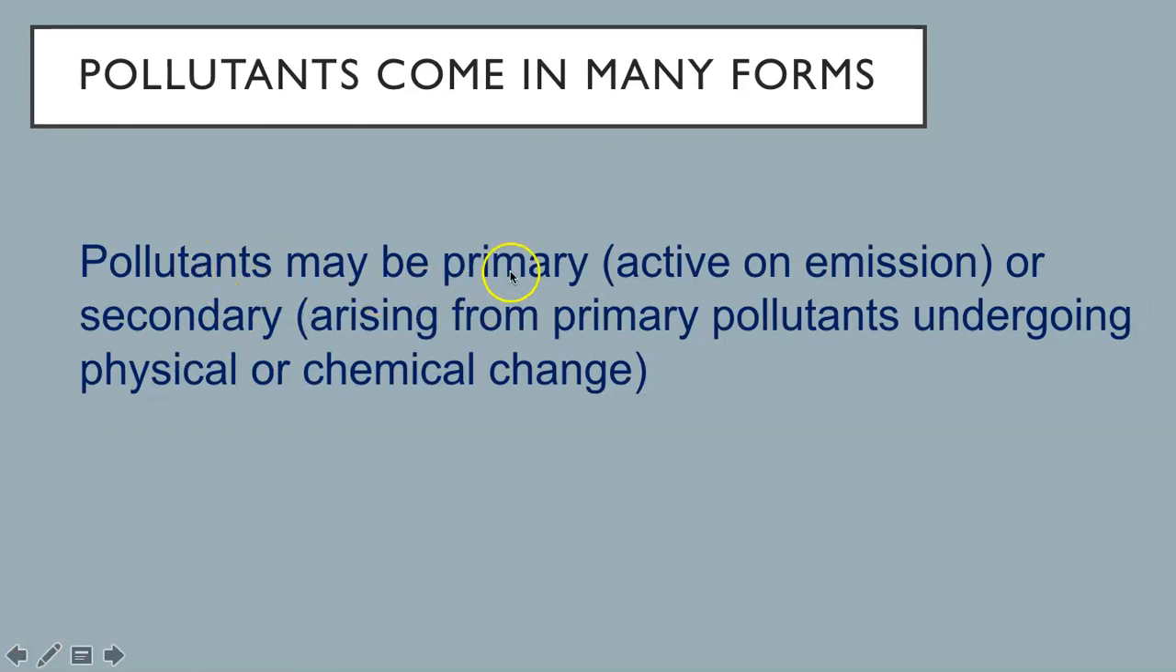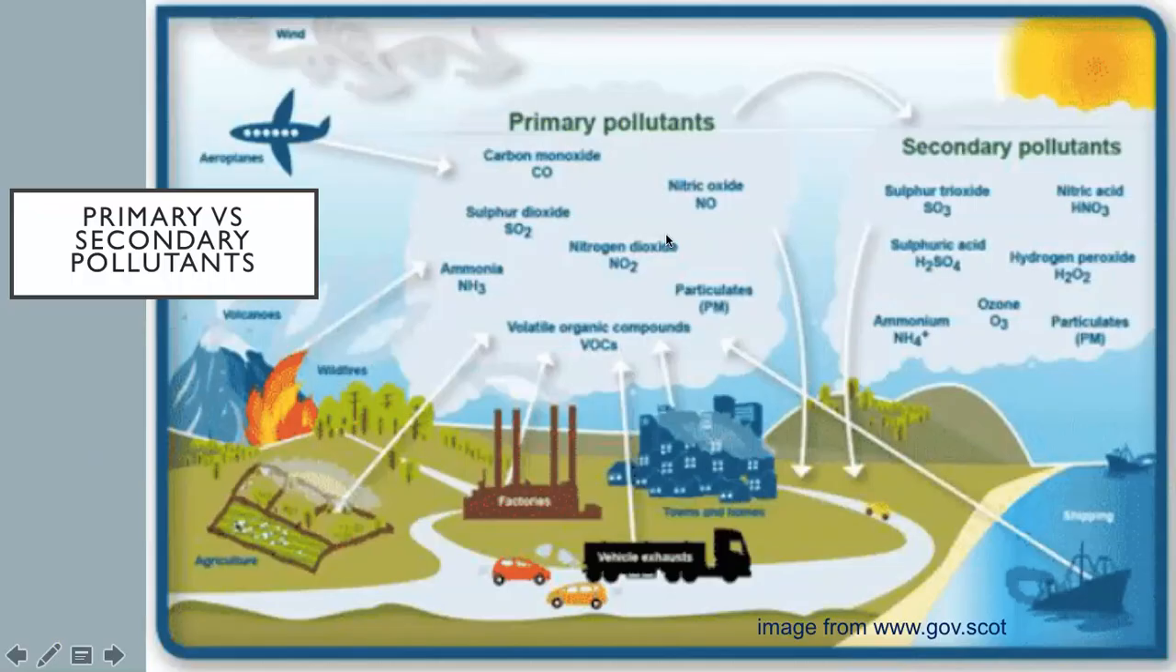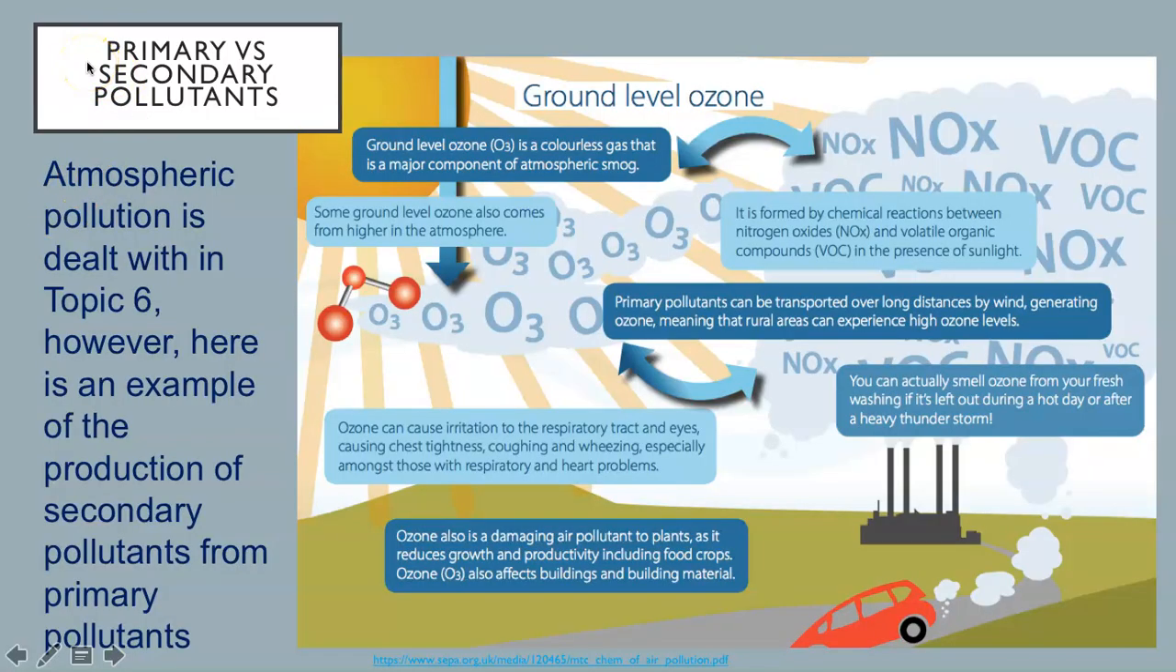Pollutants may be primary, which are active on emission, or secondary, arising from primary pollutants undergoing physical or chemical change. Stop the movie and study this slide to gain an understanding of the common primary and secondary pollutants. On the left, you see pollutants that are active on emission, or primary pollutants. On the right, you see pollutants that arise from primary pollutants undergoing physical or chemical change, and these are secondary pollutants. Atmospheric pollution is dealt with in Topic 6.